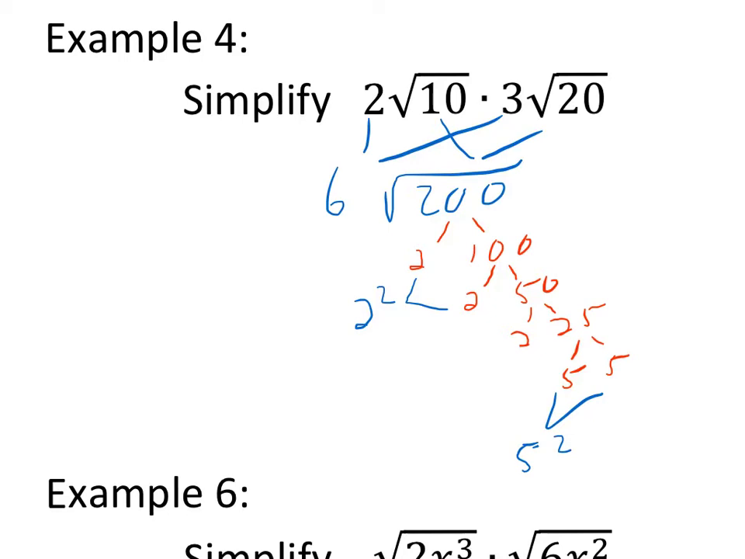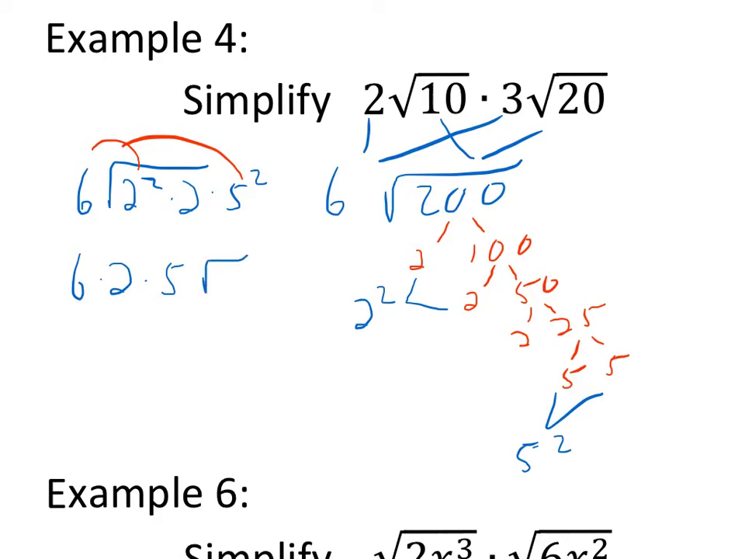All right, so inside the root we have 6 on the outside, and on the inside we have 2 squared times 2 times 5 squared. And as we've said, we care about when something is being squared inside a root because it comes out, and this will come out, and we're left with 6 times the 2 times the 5 with the root 2 still on the inside. So this is 60 root 2.